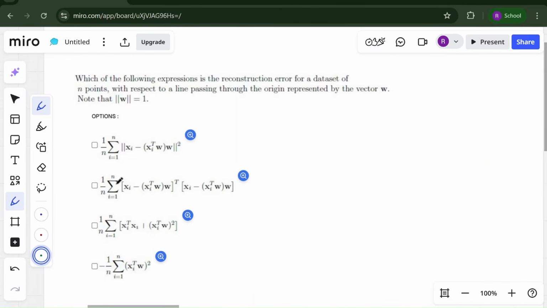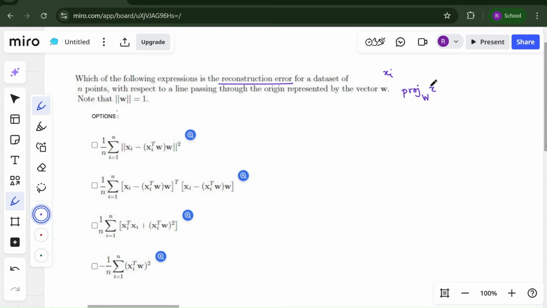All right, so we have another question. This is also on PCA and reconstruction error. The question is that they are asking for various expressions of the reconstruction error. Reconstruction error of what? Of some data points xi, right? And then its reconstruction. What is its reconstruction? Its reconstruction is the projection of xi onto w, where the norm of w is 1.